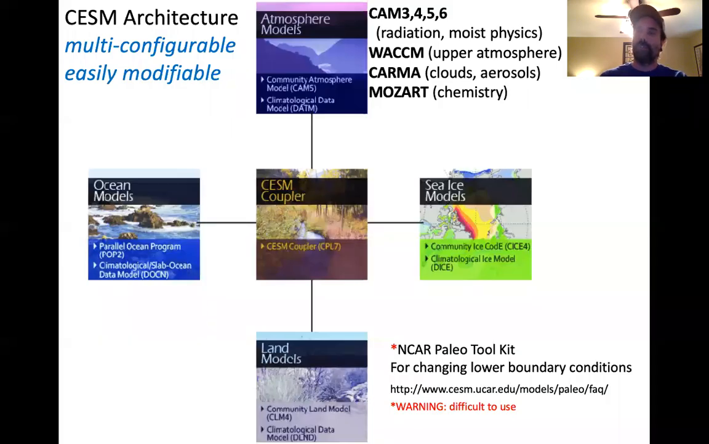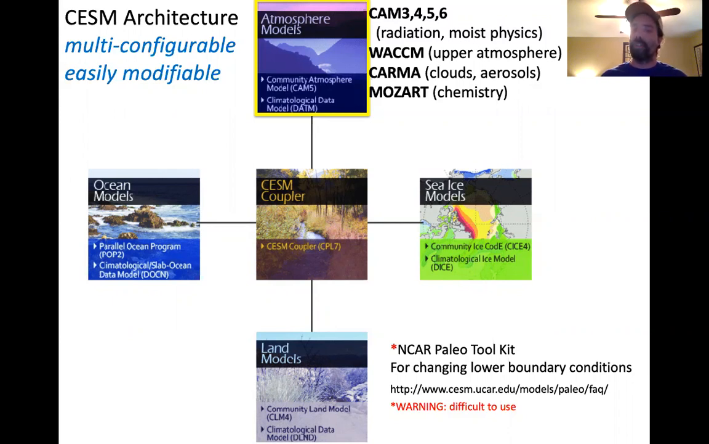This slide shows the general CESM architecture. It is a multi-configurable code. It is easily modifiable, though that may be a relative term given the complexity of 3D climate models in general. So first and foremost, we consider the atmosphere component, CAM, the Community Atmosphere Model, which has 4 different flavors now that are available, version 3, 4, 5, and 6. So CAM generally controls the radiation and also the moist physics used in the model, clouds, convection, things like that.